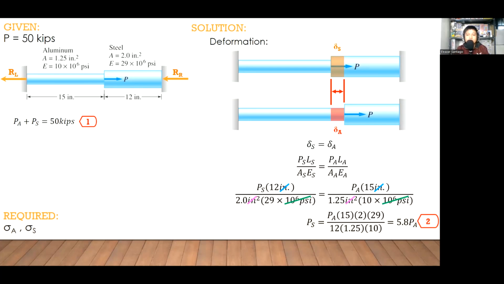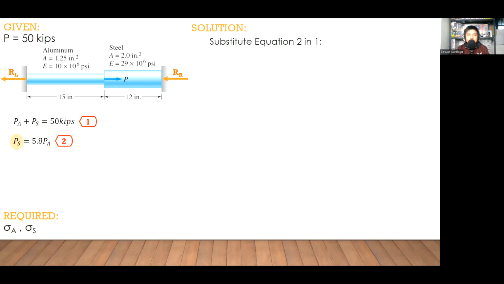This is our working formula number 2. So again, set aside our equation number 2. For this value of PS in terms of PA, we will then substitute it in equation number 1. Updating now equation number 1 as PA plus 5.8 PA equal to 50 kips. Therefore, we can already determine the value of PA from this equation as 7.353 kips.